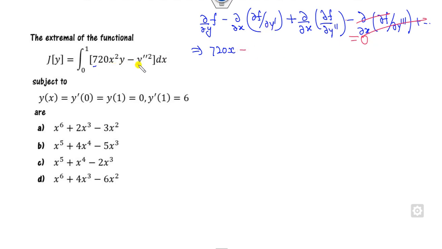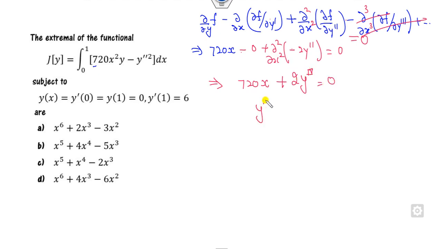What is the partial derivative with respect to y dash? It is 0 plus the partial derivative with respect to 2y double dash is 0. Now it's minus plus 2 times y of, now it's a partial derivative of this, so it will be the second derivative, so it will be fourth order. Or you can say y of fourth order is minus 720 by 2, that's 360 of x.